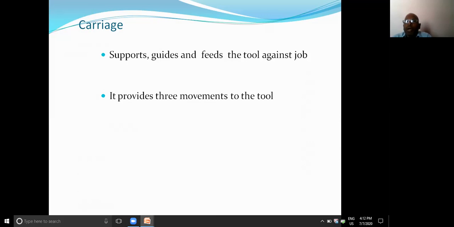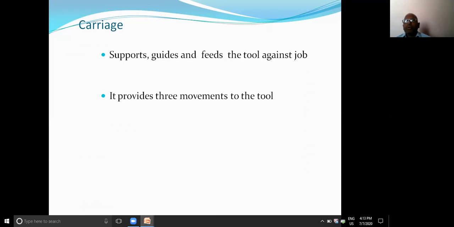In order to move the cutting tool perpendicular to the job, for example to perform a facing operation, the position of the carriage is adjusted and it is locked at a particular position. After adjusting and locking the carriage, the movement to the tool is given with the help of the cross slide. As the cross slide moves to and fro, the cutting tool moves perpendicular to the axis of rotation.